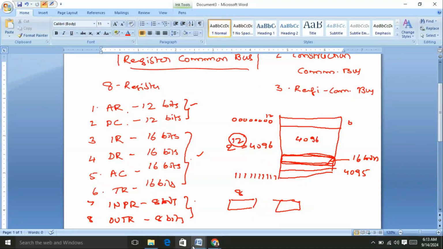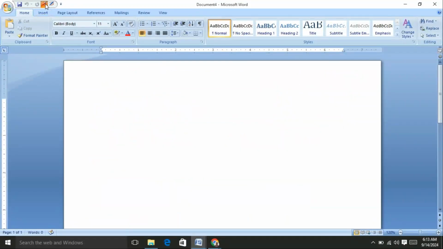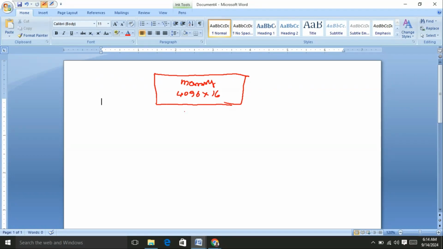Now I am going to draw how these registers are interconnected. Please observe carefully. We have the memory. So at the top, we keep the memory. This is the memory, 4096 by 16 bits each. To fetch the data or instructions from memory, we need the address of the memory location. Hence, below that one, I draw the address register. By using this address, we fetch data and instructions from the memory.